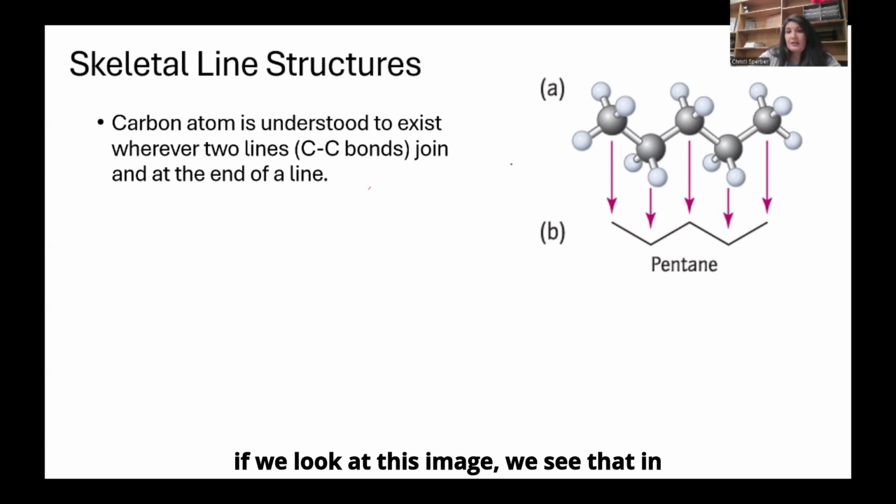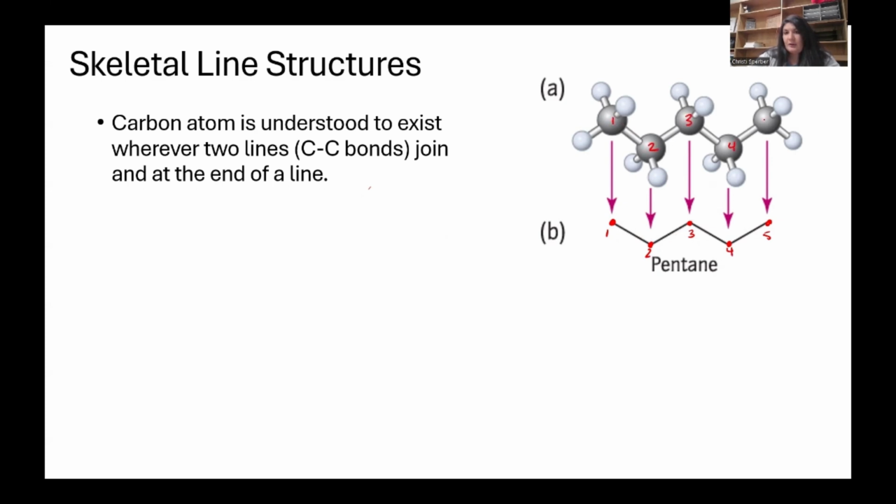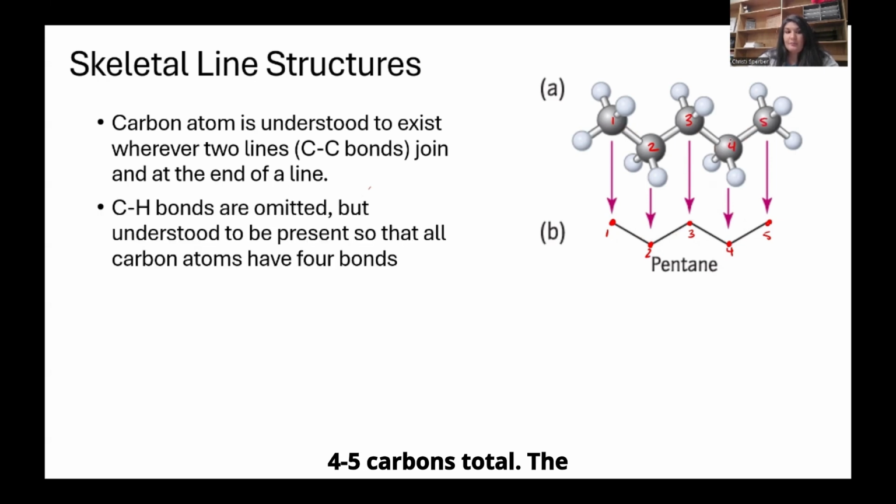So if we look at this image, we see that in pentane, this is the skeletal line structure, and it is assumed that there's a carbon at every end and every bend. So wherever two lines meet and at the end. So there's 1, 2, 3, 4, 5, and we have 5 carbons total.